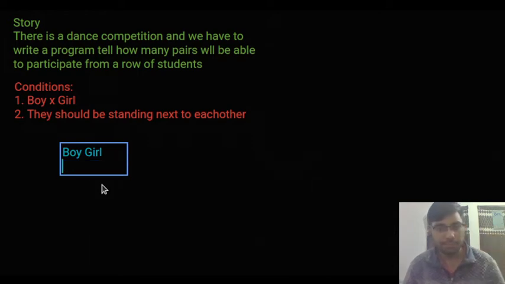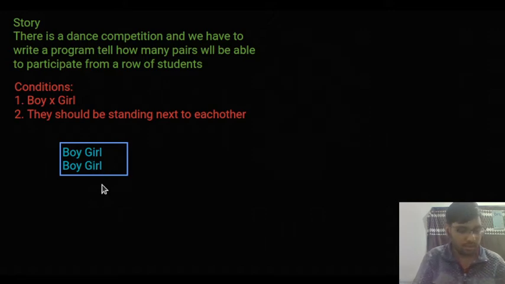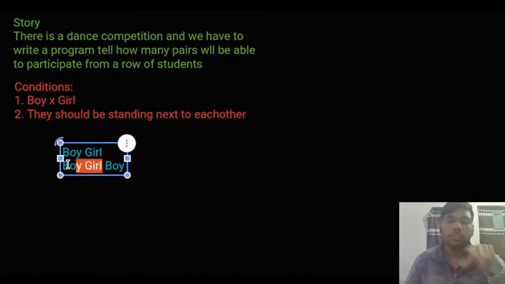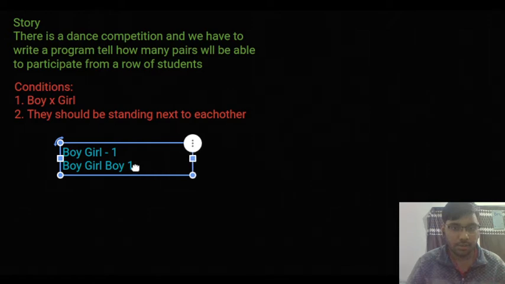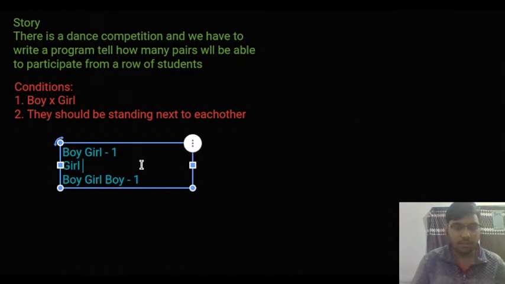Next, if we have a boy, girl and boy standing, this has one pair, but the last boy will not be able to participate. Similarly we have one pair here. I hope that is clear. Now that is what the question demands. We need to tell how many pairs we have. Similarly, girl and boy is also one pair, right? That is very clear, obviously.